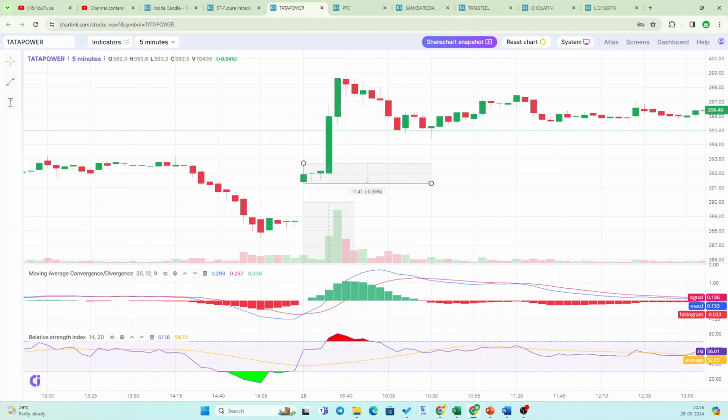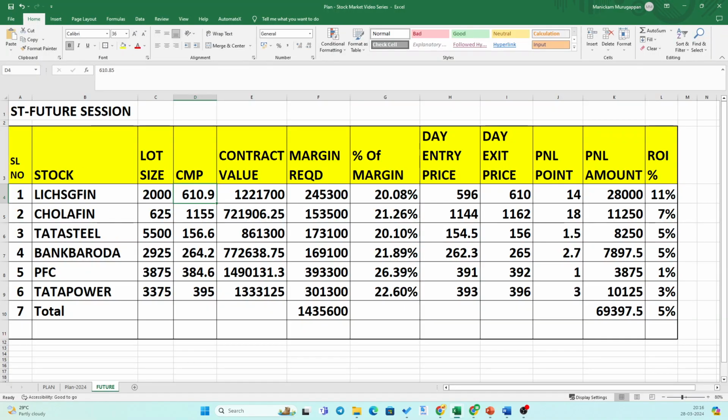Again, with all those things, I made a small Excel sheet for your understanding. You see, these are all the six stocks we got. Lot size also you have to understand. Each and every contract has a different lot size based on the market price. Based on the market price, the lot size may vary.